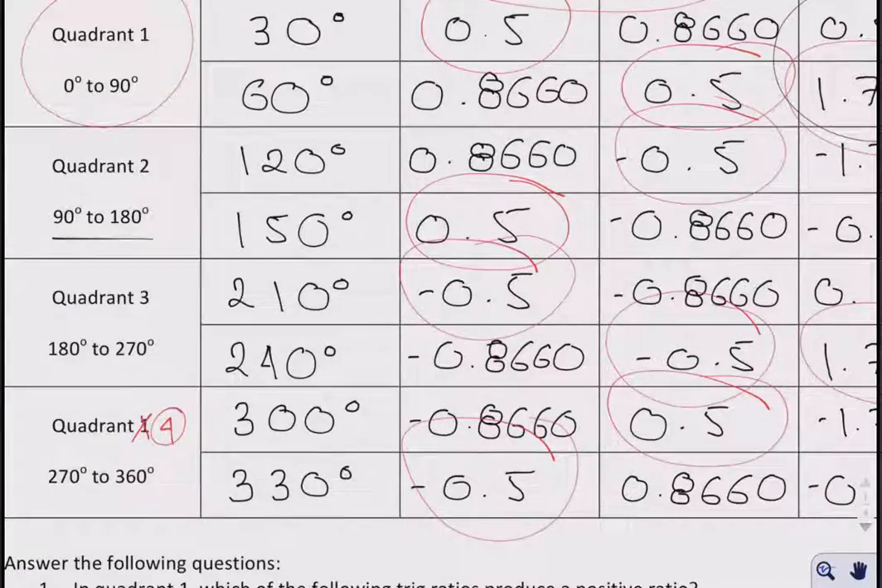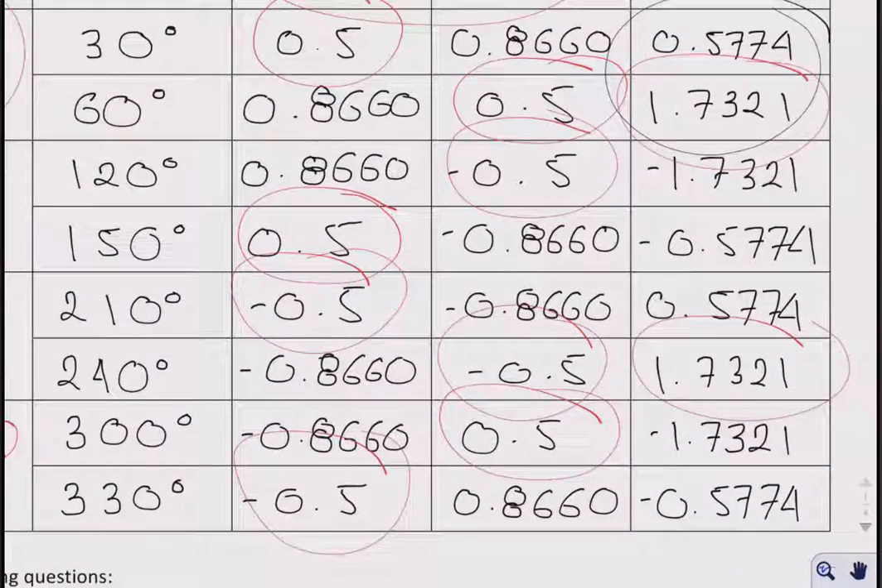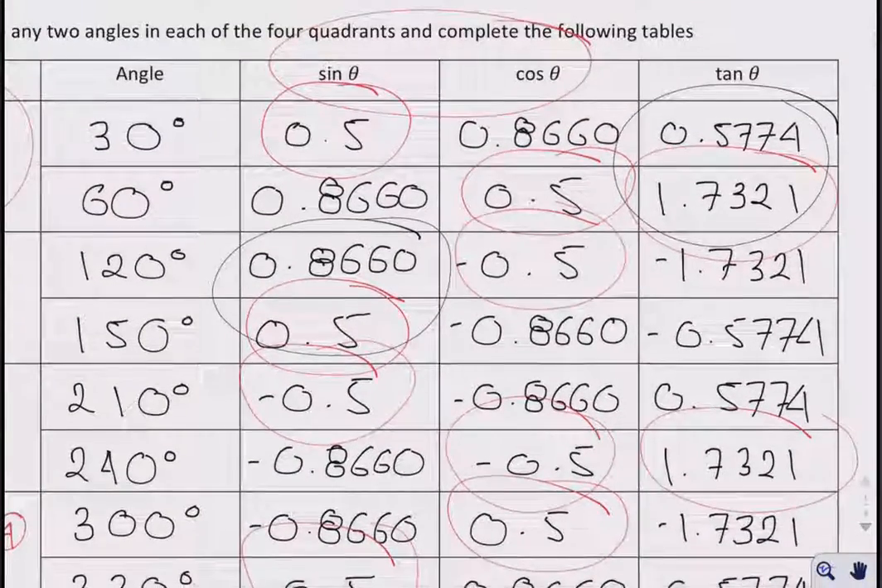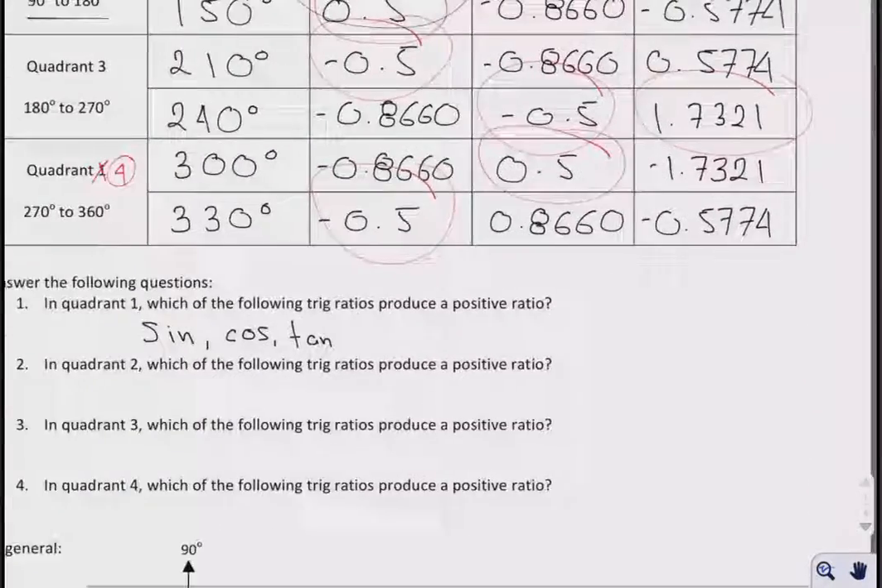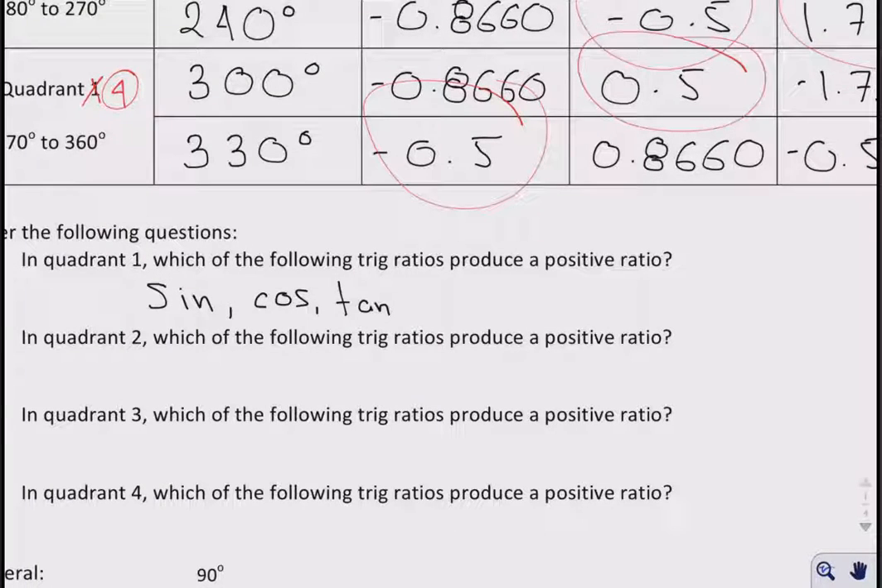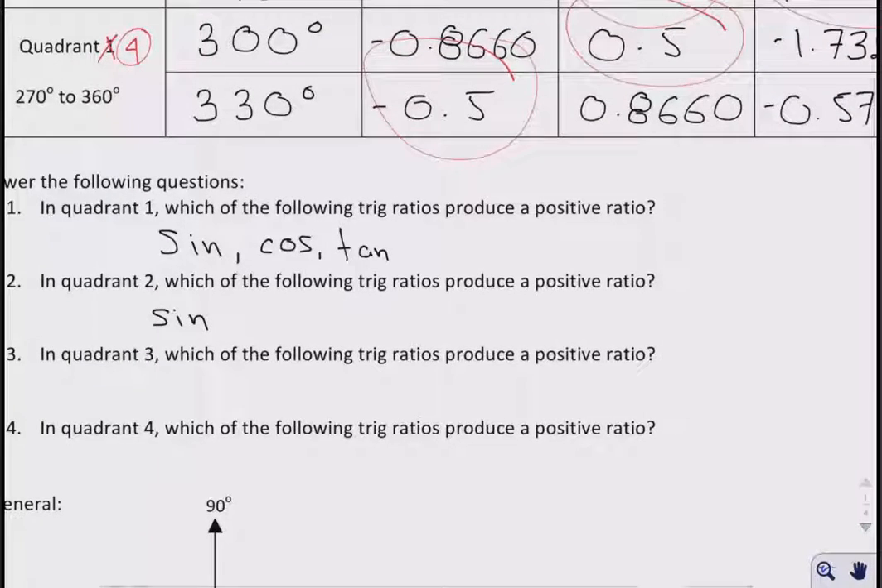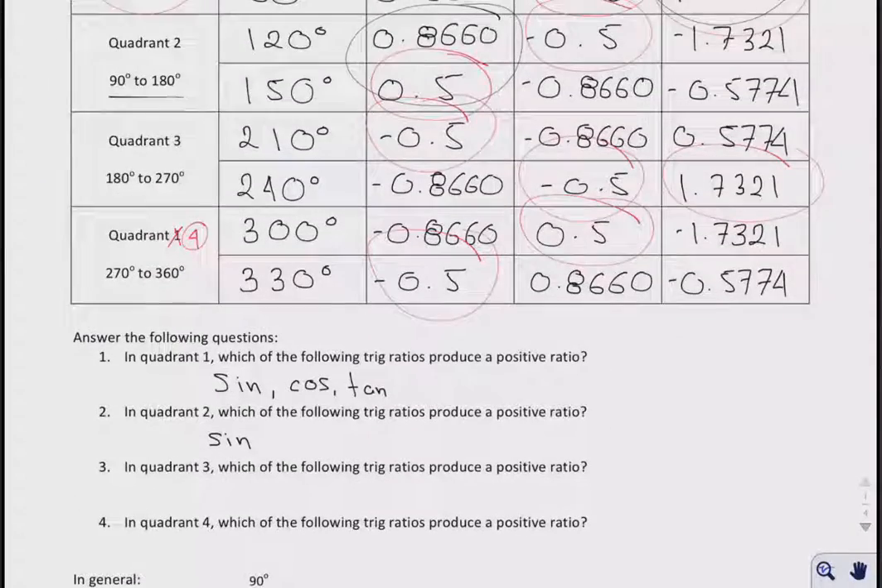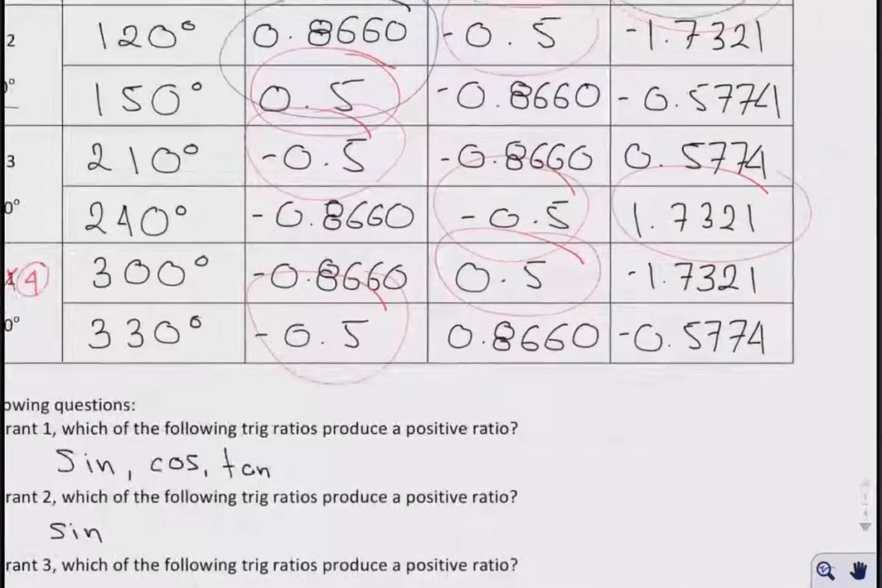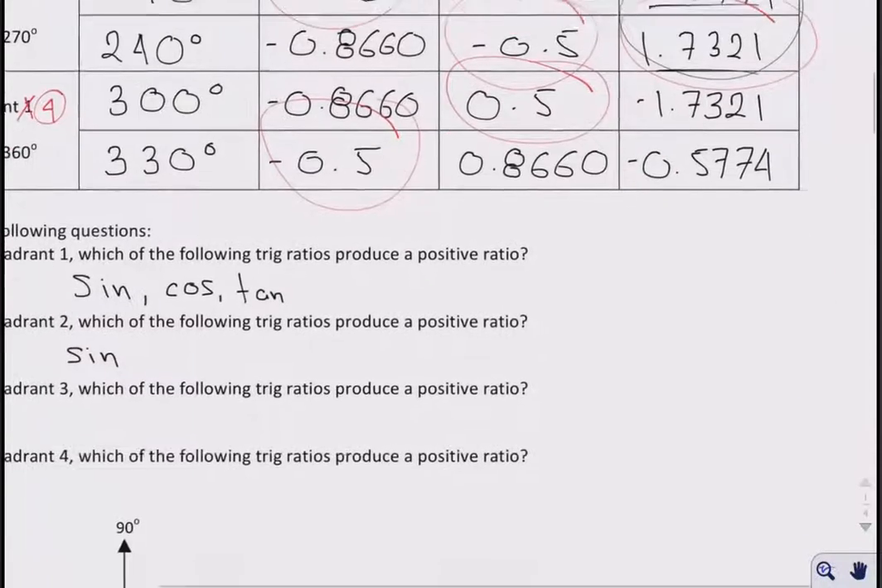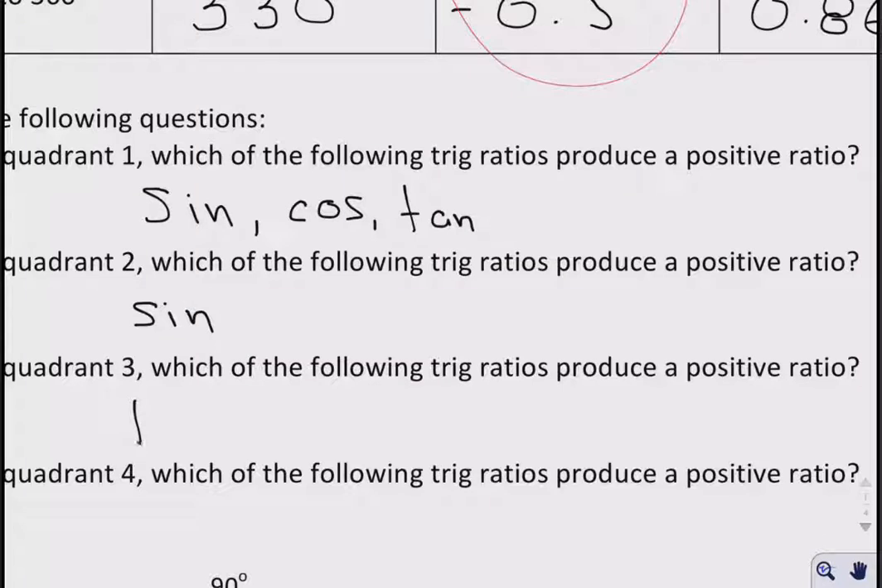Now in quadrant 2, that's over here, 90 to 180, the ones that produce a positive ratio are just sine, which is over here. The sine of 120 and 150 produce positive trig ratios. So over here we just have sine, so I'll just write S-I-N like that. And finally, well, not finally, almost there, quadrant 3, 180 to 270, the one that produces a positive ratio is tangent. Those are both positive values. So I can write tangent.